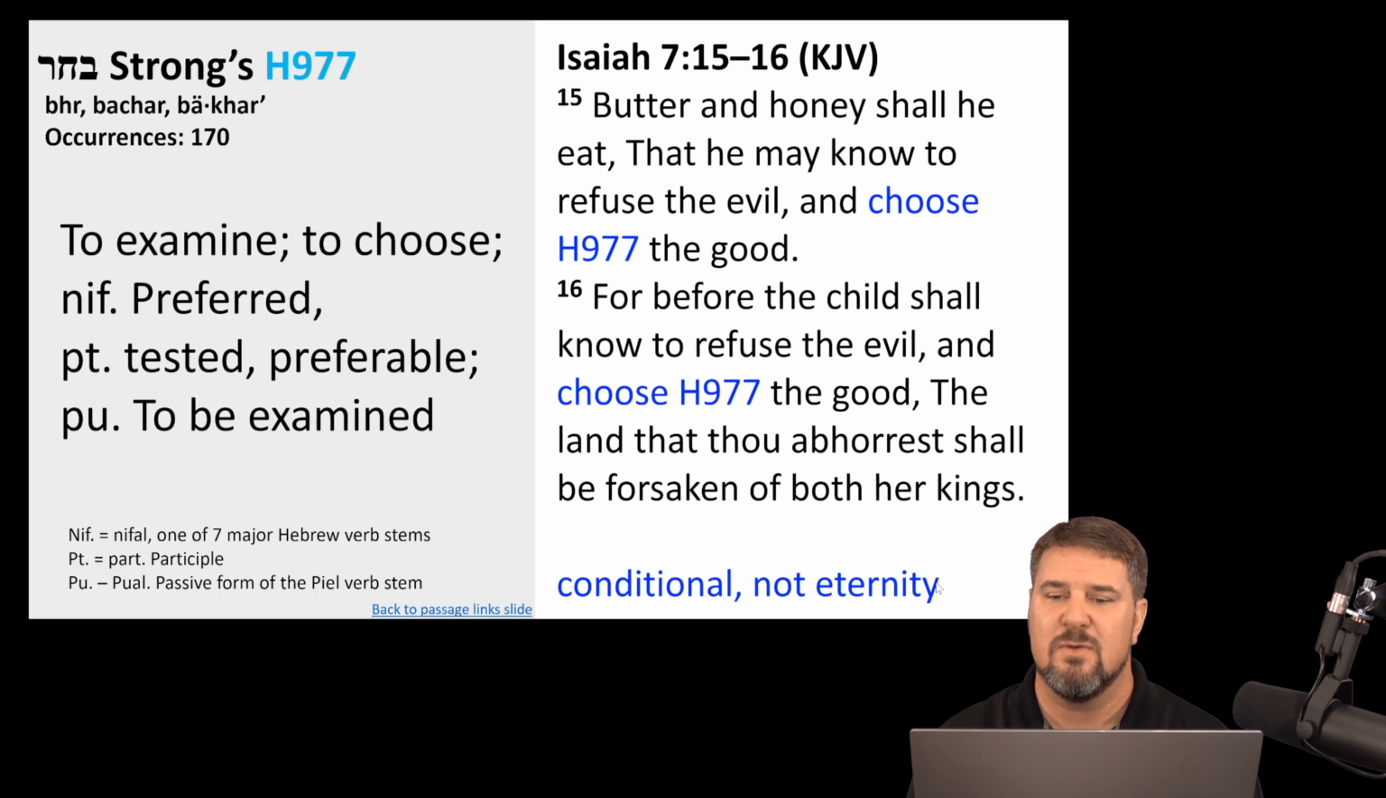Isaiah 7:15-16, butter and honey shall he eat, that he may know to refuse the evil and choose the good. For before the child shall know to refuse the evil and choose the good, the land that thou abhorrest shall be forsaken of both her kings. It is conditional, and it doesn't take place in eternity. And it's also talking about the Messiah. So the Messiah is going to do something so that he can learn. Yes, the Messiah learns according to Hebrews chapter 2. Anyway, look that up one day when you get a chance. And he's going to choose something in time.